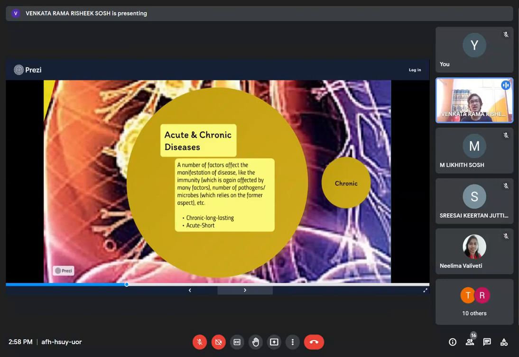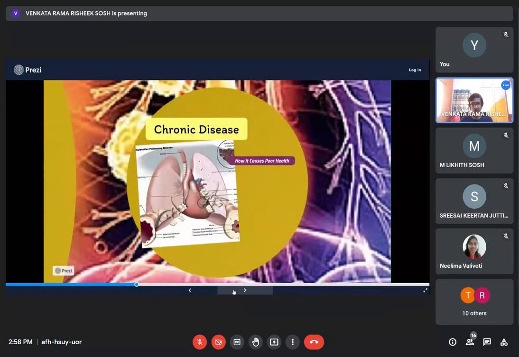They can be due to lifestyle habits and other aspects. So basically chronic disease causes poor health. For example, let me give my experiences. One major disease which I had was actually misdiagnosed. It is called chronic recurrent multifocal osteomyelitis, shortly known as CRMO. It is an autoimmune disease. It is also known as autoinflammatory, but it is actually autoimmune.